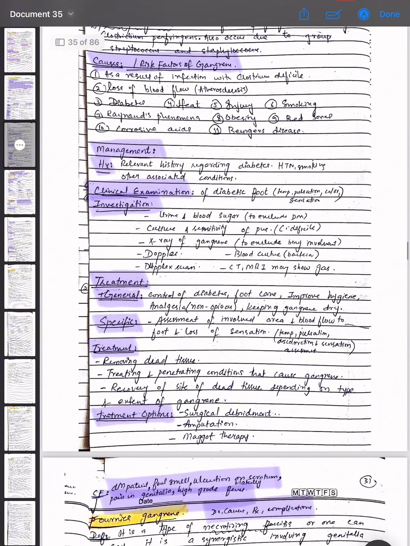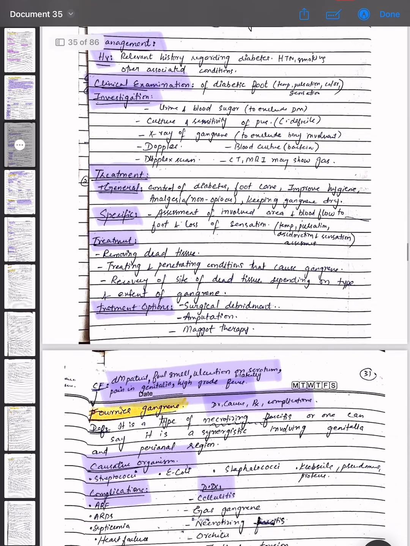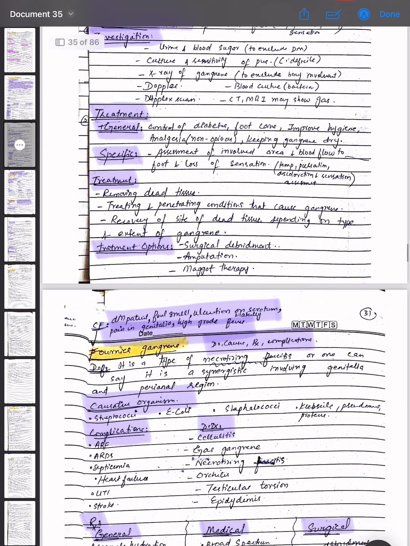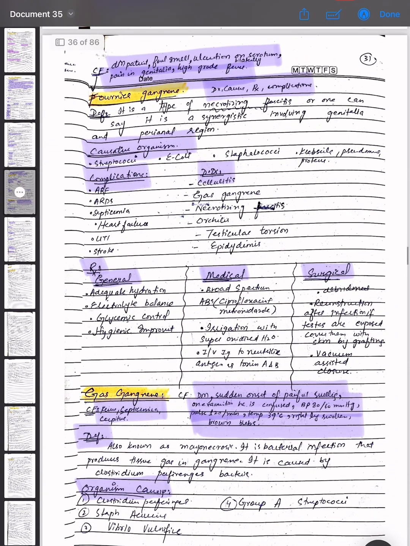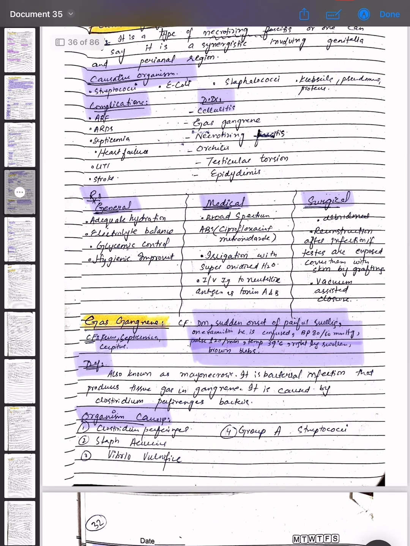We will take the history of the patient. Then we will do the clinical examination and investigation. Then we will treat the patient. First, we will provide general treatment, then specific treatment, and then the surgical treatment options. Then we discussed Fournier gangrene. What are the clinical features of a Fournier gangrene patient? Then we discussed the organisms that cause it. What are the complications, the differential diagnosis, and the treatment options? What are the general, medical, and surgical measures to do for Fournier gangrene?